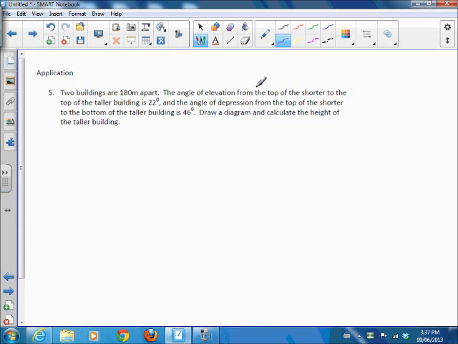All right, so here's the first application question. This one says two buildings are 180 meters apart. So right away, let's start drawing a diagram. There's two buildings, and it says there's a shorter building and a taller building. So one building and another building, okay? And they are 180 meters apart.